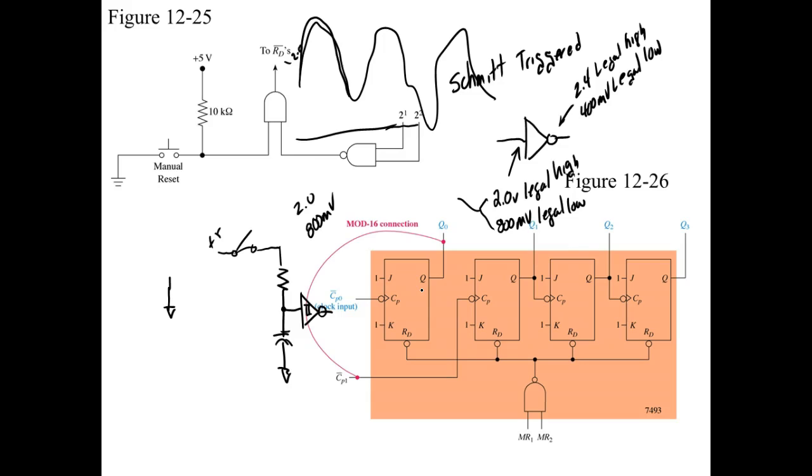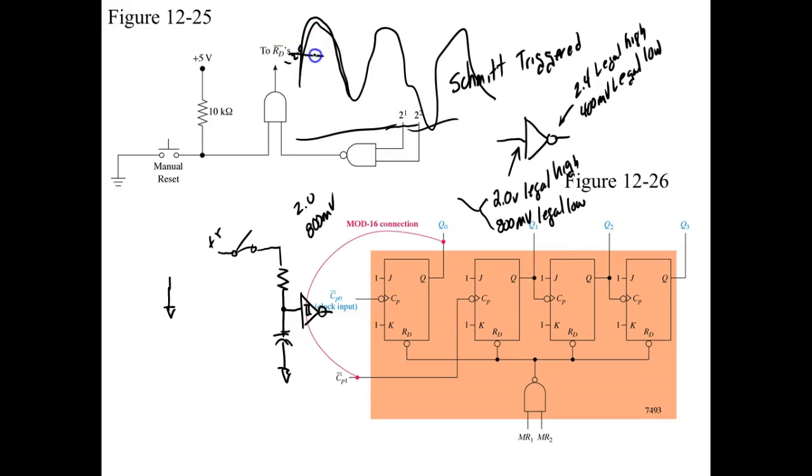What advantage does that have over standard TTL inputs? It has no what? Invalid state. There's no such thing as an invalid on a Schmitt trigger. When it gets up to a certain level, it will switch. It will recognize it as a high, and it will not recognize it as a low until it drops down below the low threshold.